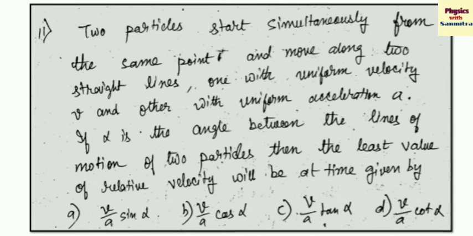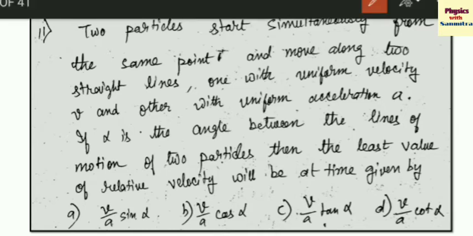Two particles start simultaneously from the same point and move along two straight lines, one with uniform velocity v and the other with uniform acceleration a. If alpha is the angle between the lines of motion of the two particles, then the least value of relative velocity will be at time t given by.